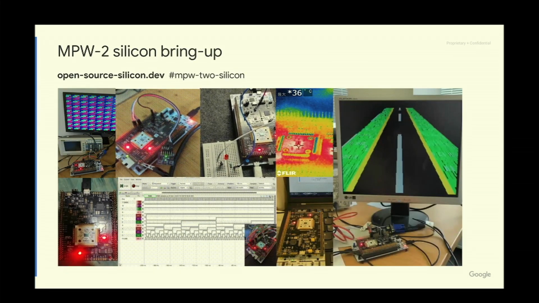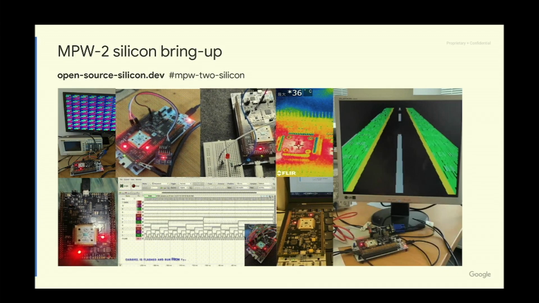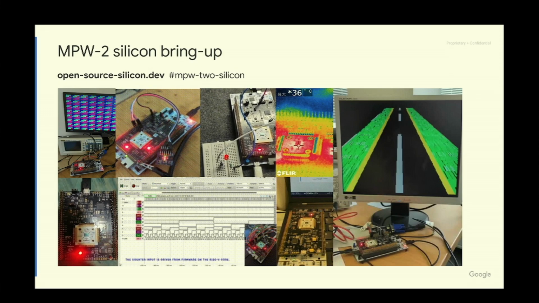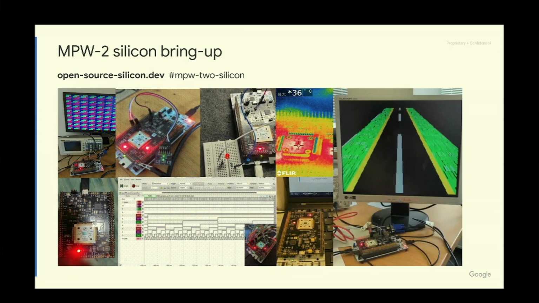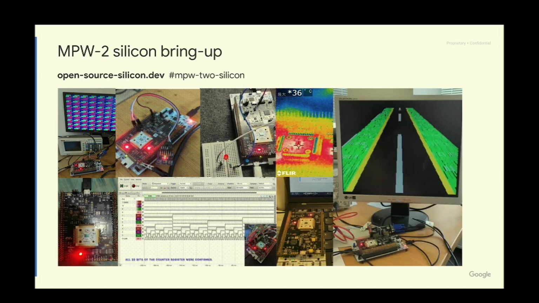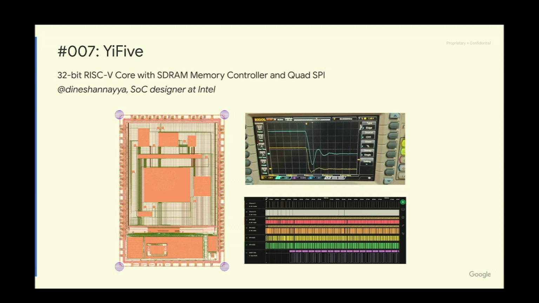MPW-2 was finished and delivered in June, as of a little over a month ago. We had 40 different projects all submitted. These are all of them alive and blinking on their test benches. And I have a few examples I can share of some fun ones that we saw from the second group. The first project is called YI5.